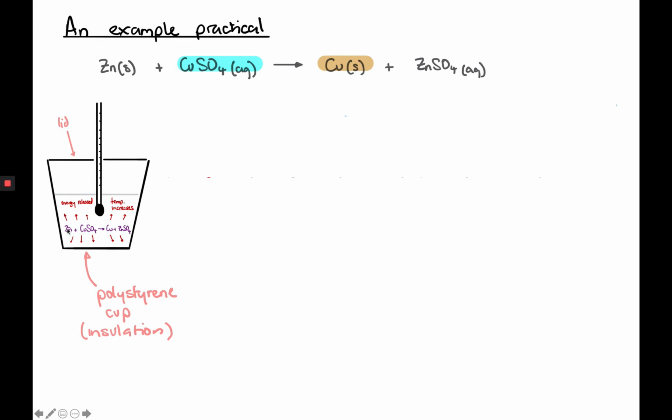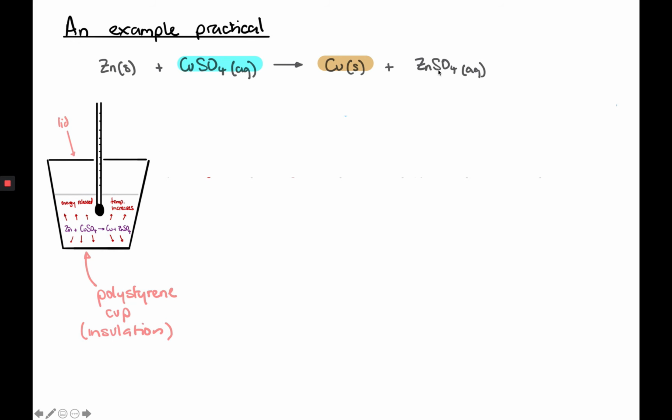I'm slightly jumping ahead of the gun, but I just want to get across this thing about surroundings. So we've got a polystyrene cup, okay, and we've got a lid on it, and hopefully you might have guessed that this is a thermometer. So this is a thermometer that's in the solution. And so this reaction is taking place. And if you think about what's here, I've written the reaction equation. So it's zinc and copper sulfate goes to copper plus zinc sulfate.